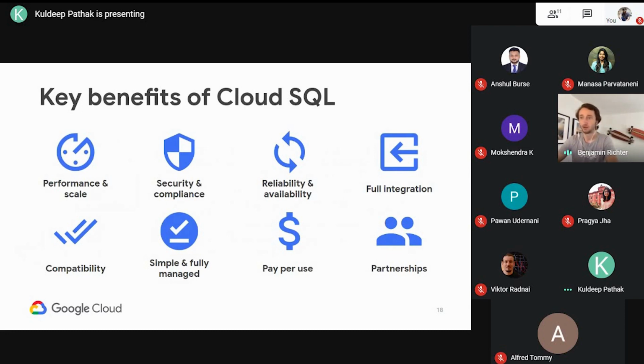When it comes to reliability and availability, it's super easy to create a backup, or as Kuldeep mentioned before, a read replica is also quickly done. We also have a feature that we call automatic failover, so that if there would be any issue, we make sure that there's a replica in place so that you always have access to your data. And also it is fully integrated with many other Google Cloud Platform solutions. Just to name a few would be App Engine or Compute Engine, but also with any of your on-premise systems, which we'll actually see a little bit later.